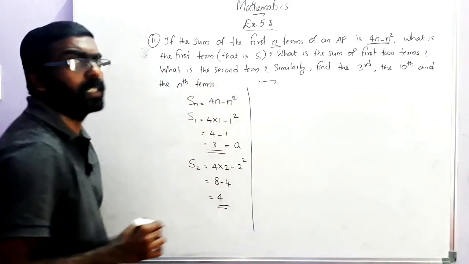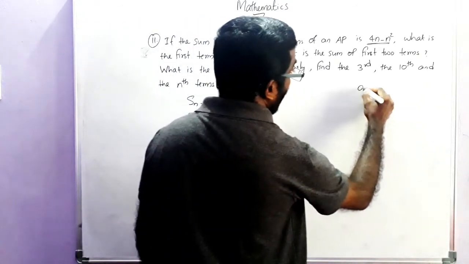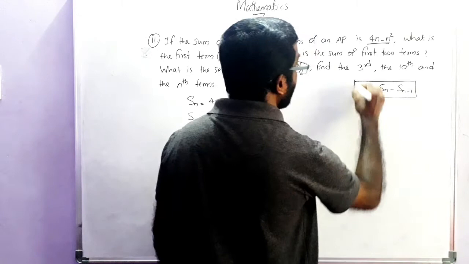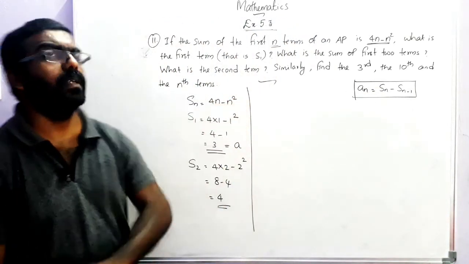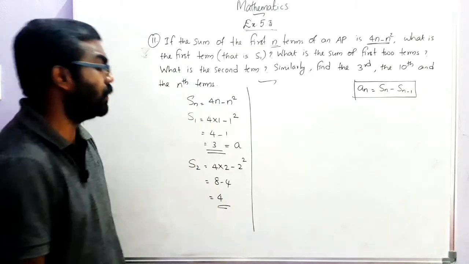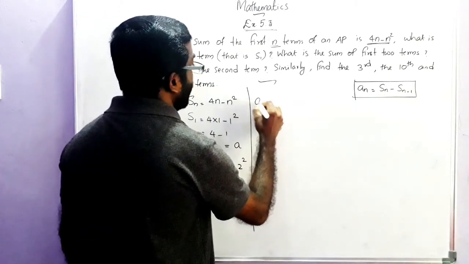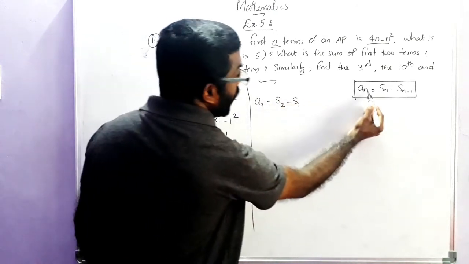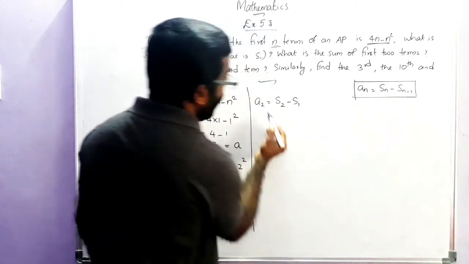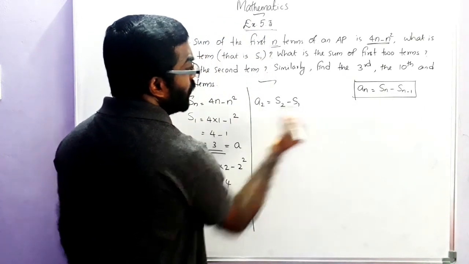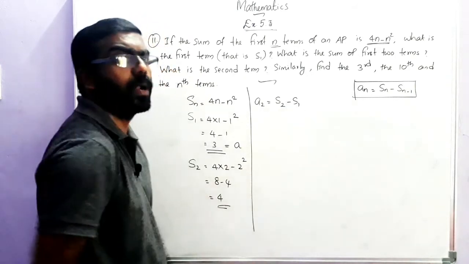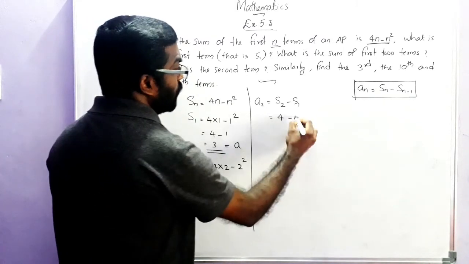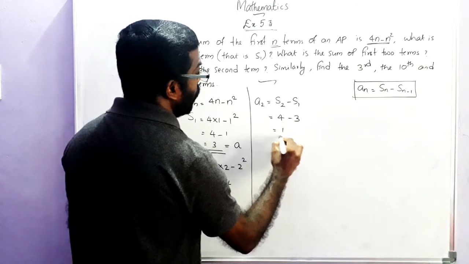What is the second term? We know the formula an is equal to Sn minus Sn minus 1. In the previous class you have learned the result. An is equal to Sn minus Sn minus 1, and here we have to find the second term A2, that will be equal to S2 minus S1. Here A2, that is S2 minus S1. 2 minus 1, the suffix is what? 1. Now we can replace the values. S2 is 4 and S1 is 3. That is 4 minus 3, which is equal to 1.